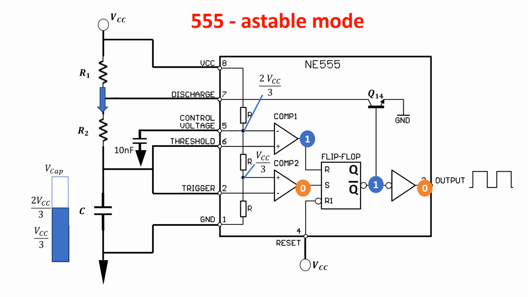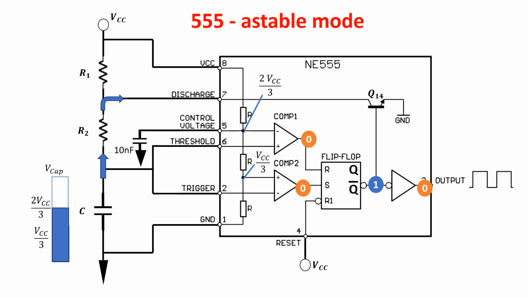The negative Q output at 1 switches on the BJT Q14, connecting the discharge input to ground, discharging the capacitor through the R2 resistor. So the capacitor is charged through R1 and R2 and discharged only through R2. When the voltage across the capacitor goes below 2/3 of VCC, comparator 1 goes low, but the flip-flop remains unchanged.